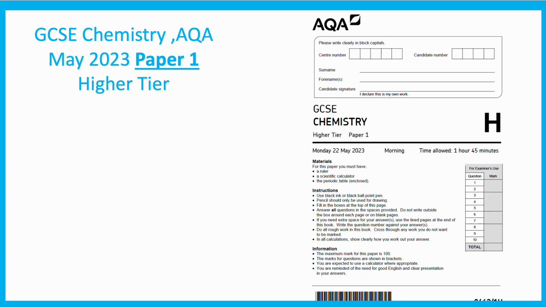This presentation focuses on GCSE Chemistry, specifically AQA exam-style questions on atomic structure from the 2023 Higher Tier Chemistry paper. It will include step-by-step guidance on answers and how they align with the marking scheme.